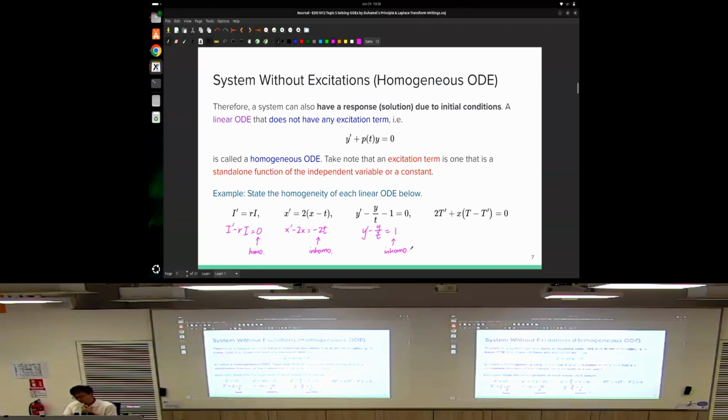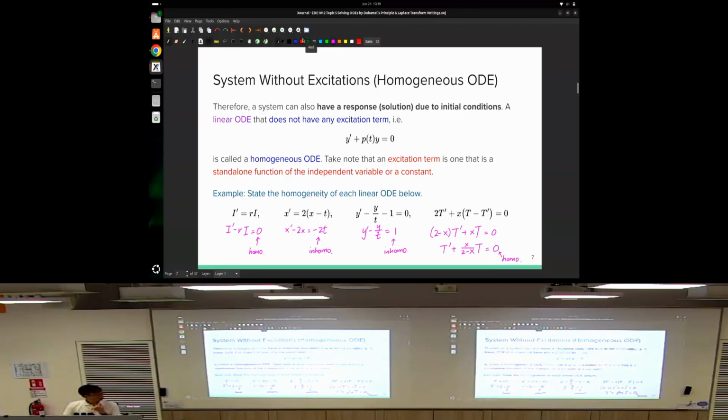Last one. You see this one has t prime, but there's another t prime here. So if you multiply out and factorize the t prime, you get 2 minus x times t prime, plus x t equals 0. Or in other words, you can write it as t prime plus x over 2 minus x times t equals 0. The right-hand side is still 0, so this must be homogeneous after you write it in proper form.